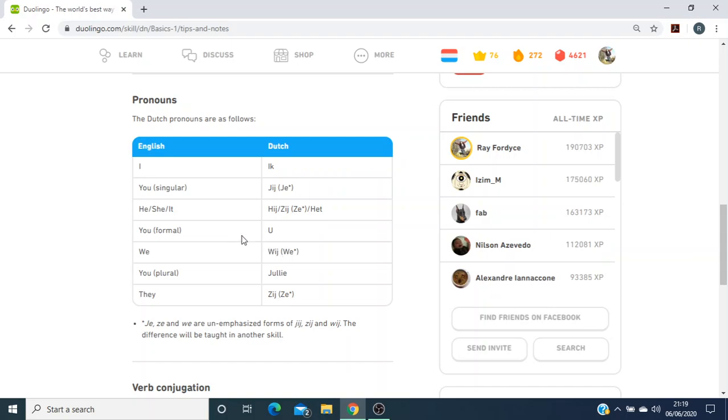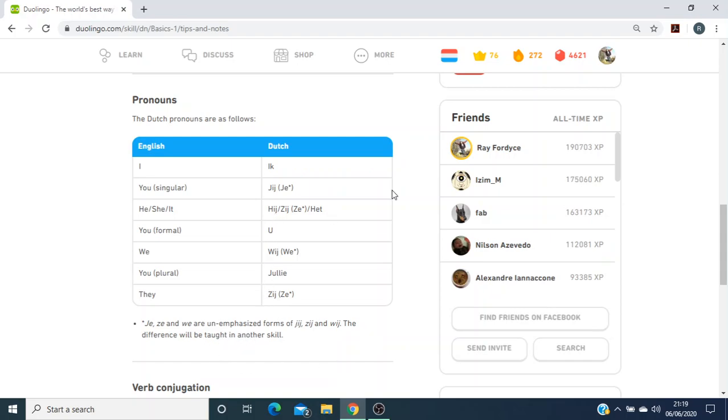And you formal, if you're speaking to someone older than yourself or someone like an authority figure, it'd be u. We is wij or we. You plural is jullie, and they is zij or ze. And you notice the differences between them. Je, ze, and we are unemphasized forms of jij, zij, and wij. The difference will be taught in another skill.